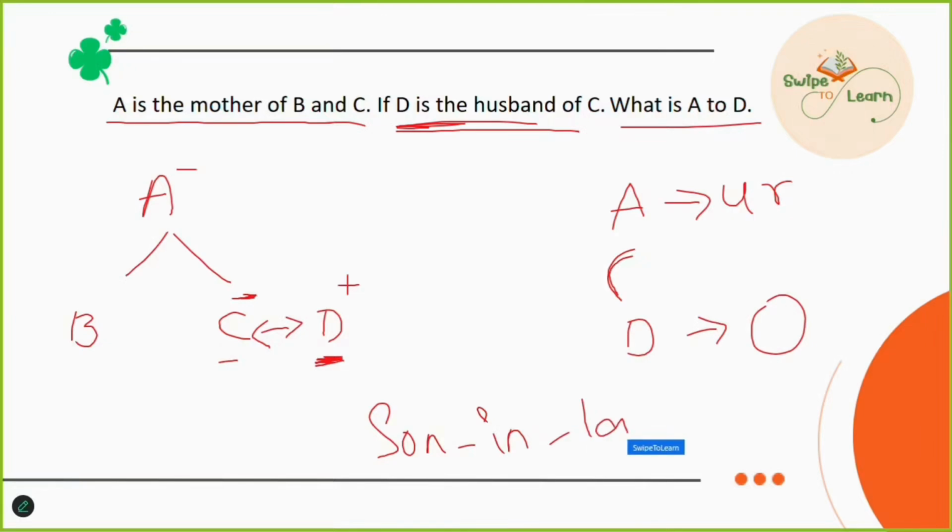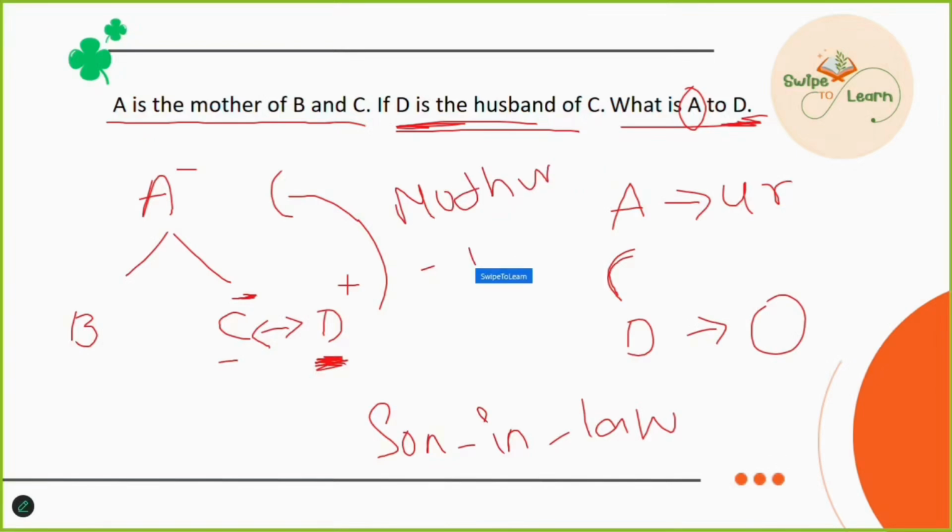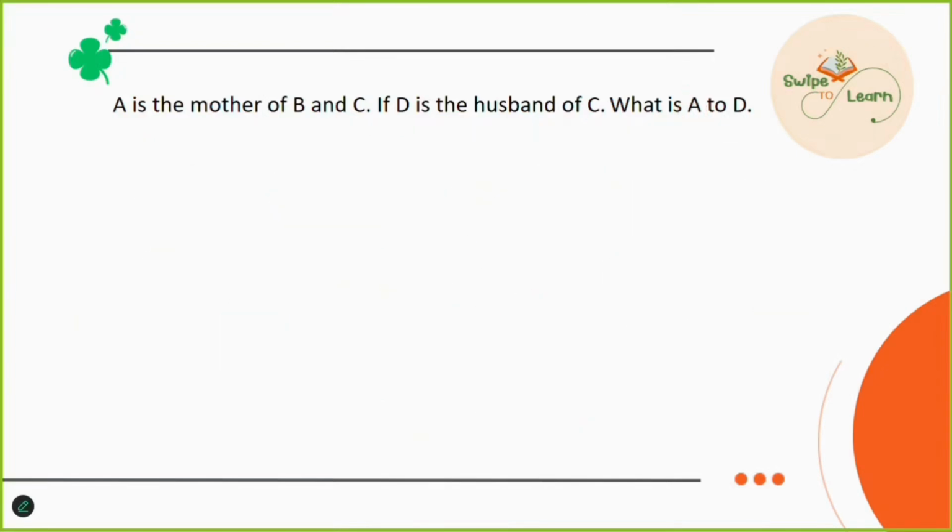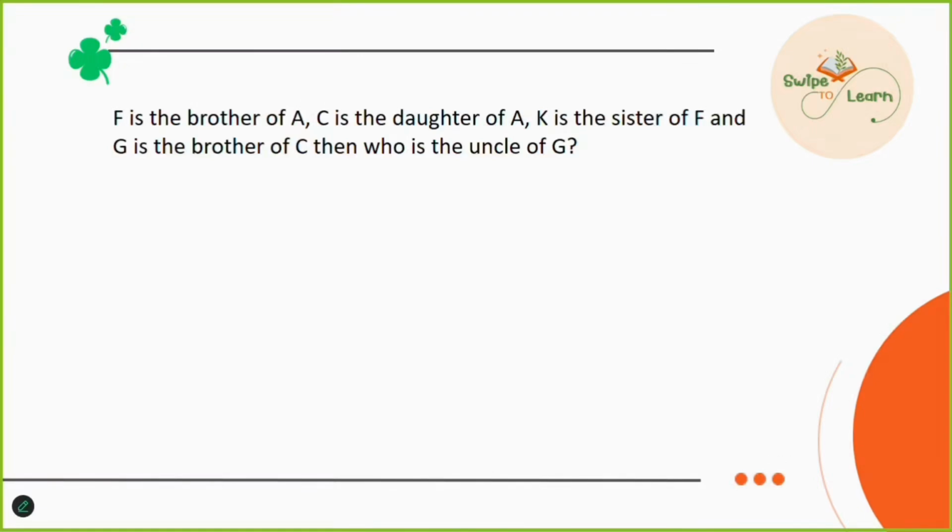So here in this question, what is A to D? Now what we have to do? We have to know how A is related to D. You have to think from D side, I said, right? So for D, what will be A? Definitely it is the mother-in-law. Mother-in-law. Okay, your wife's mother would be your mother-in-law. Moving to the next one.